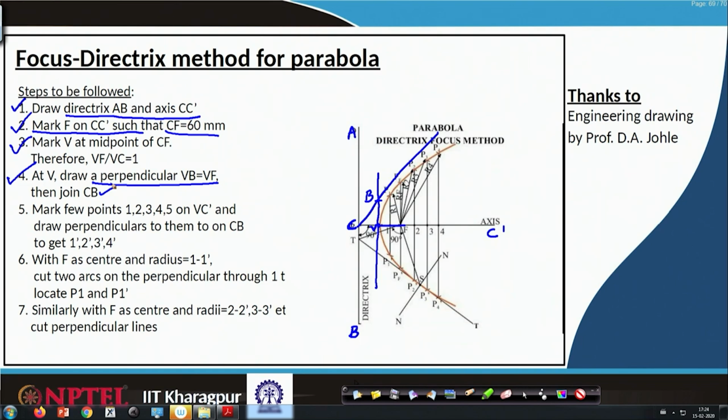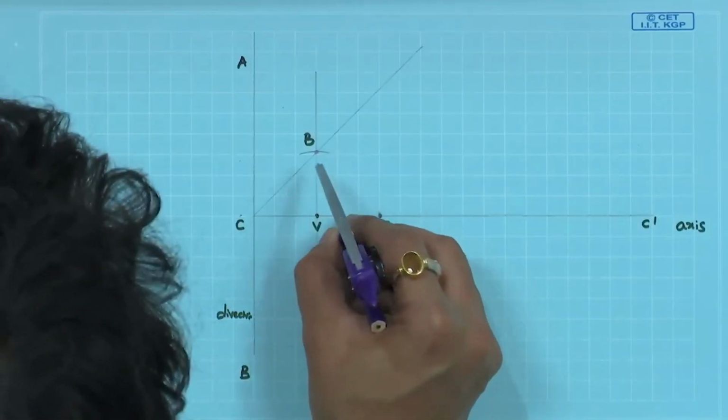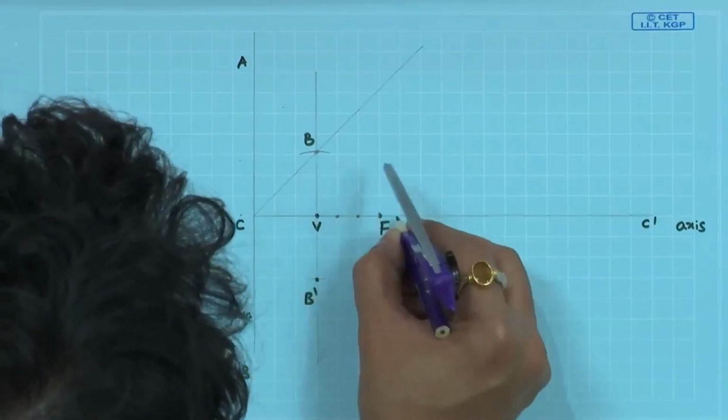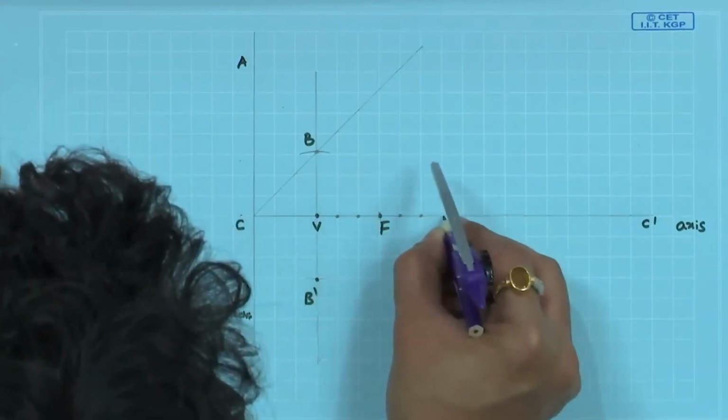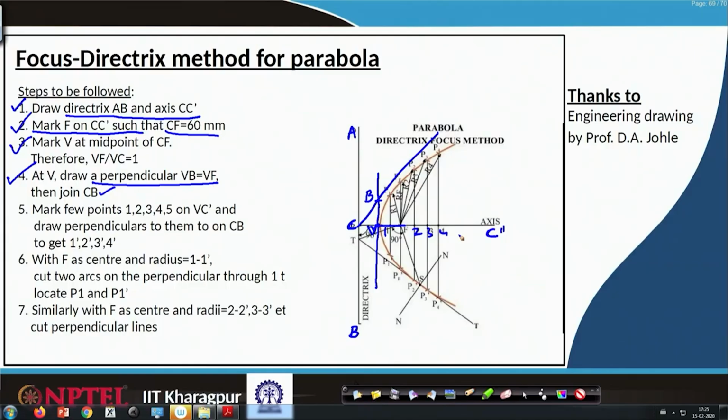Now we have to mark a few points, 1, 2, 3, 4, 5, on VC dash. So V is this, C dash is that. These are arbitrary points, so let us pick somewhere at equidivision 1, 2, 3, 4, 5, 6 and 7 points, and there we have to draw perpendiculars onto CB to get 1 dash, 2 dash, 3 dash, 4 dash.